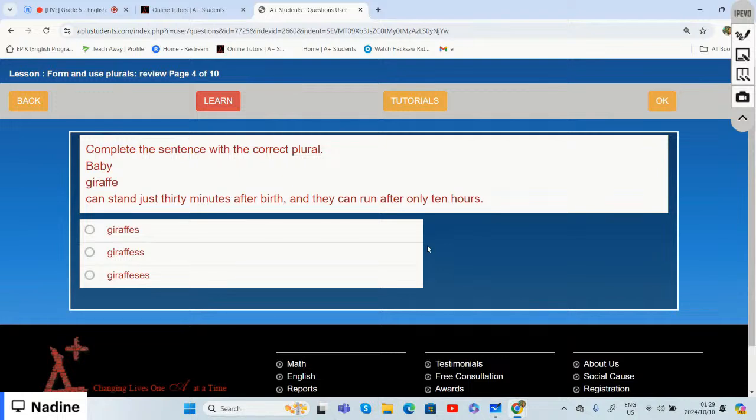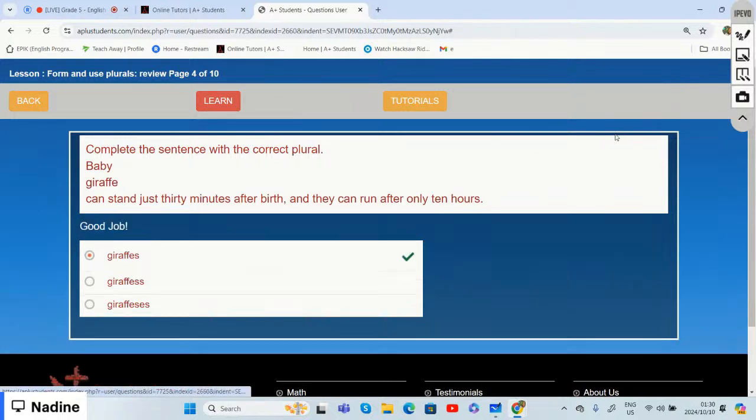And if we were to choose the correct one, then we'll say baby giraffes, which is option one. One giraffe, more than one giraffes. So we just added an S.